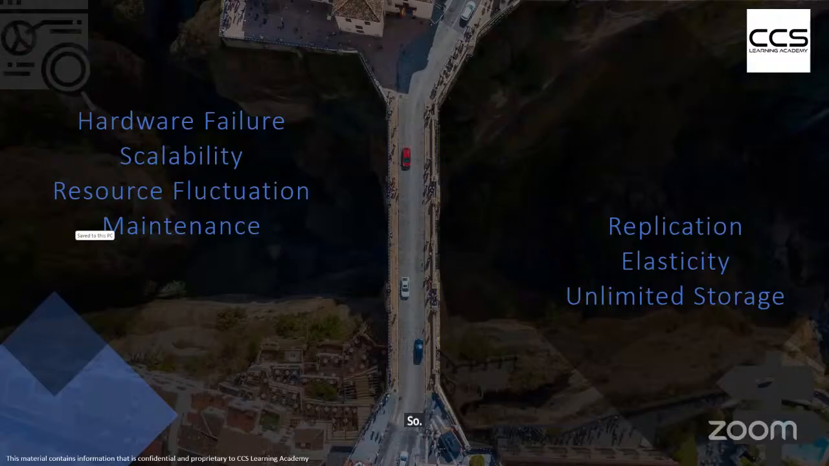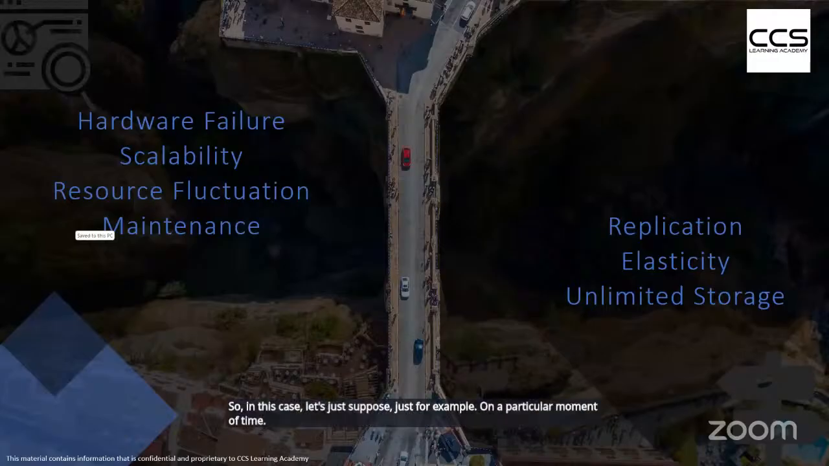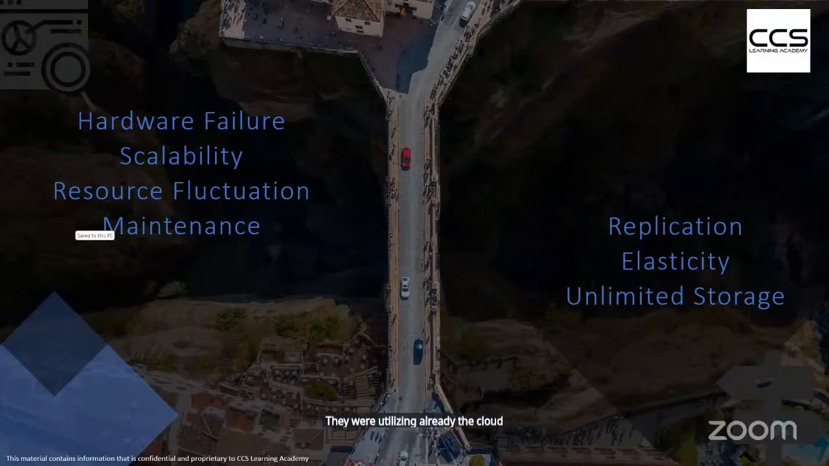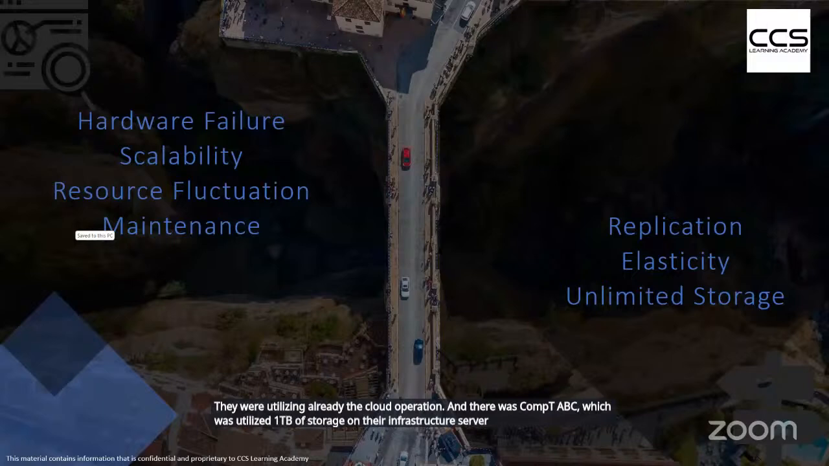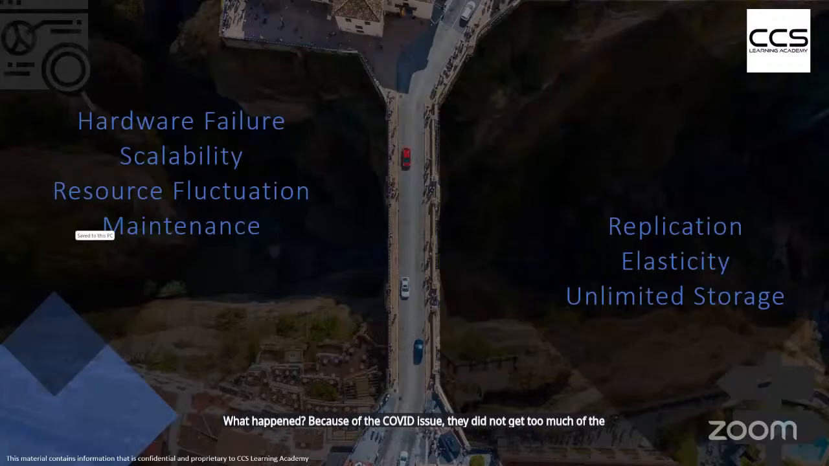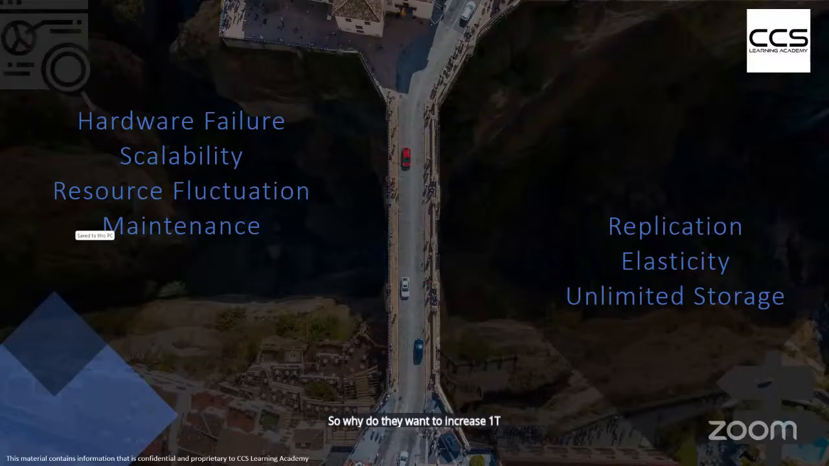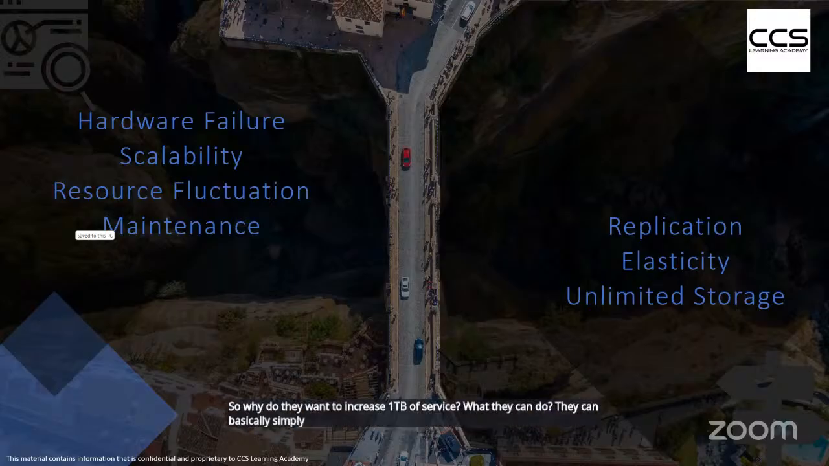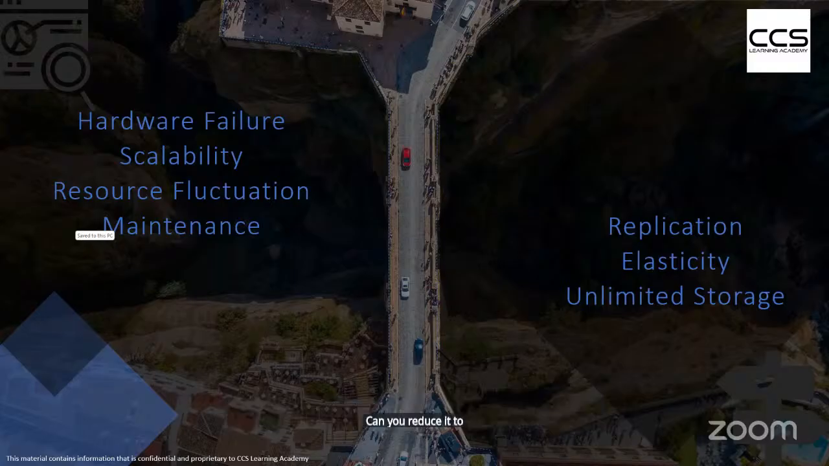So in this case, let's just suppose, for example, at a particular moment of time, they were already utilizing cloud operations. There was a company ABC, which was utilizing 1 TB of storage on their infrastructure server, right? What happened? Because of the COVID issue, they did not get too many services from the customer. They do not have much work remaining. So why would they want to utilize 1 TB of storage? What they can do is simply go and request Azure that we do not want 1 TB of storage. Can you reduce it to 250 GB, right?